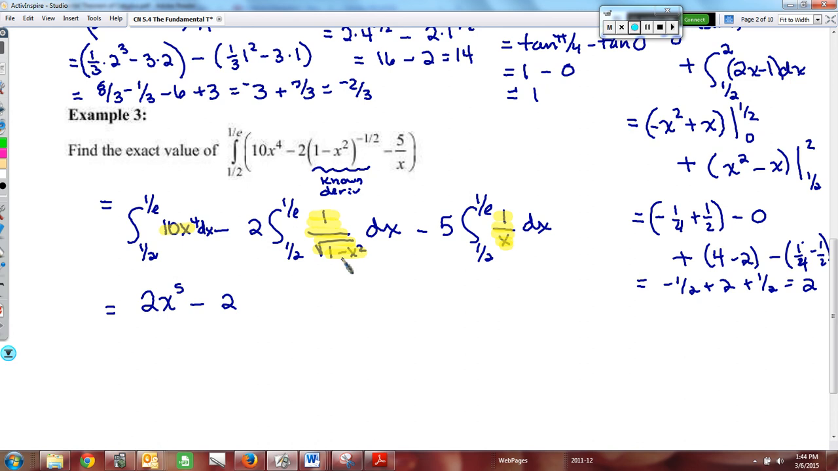The antiderivative of 1 over square root of 1 minus x squared is inverse sine of x. Minus 5, antiderivative of 1 over x is natural log, absolute value of x. Put your parentheses and show that you know you're doing net change by evaluating it 1/2 to 1 over e. And then we just simply have to plug and chug.